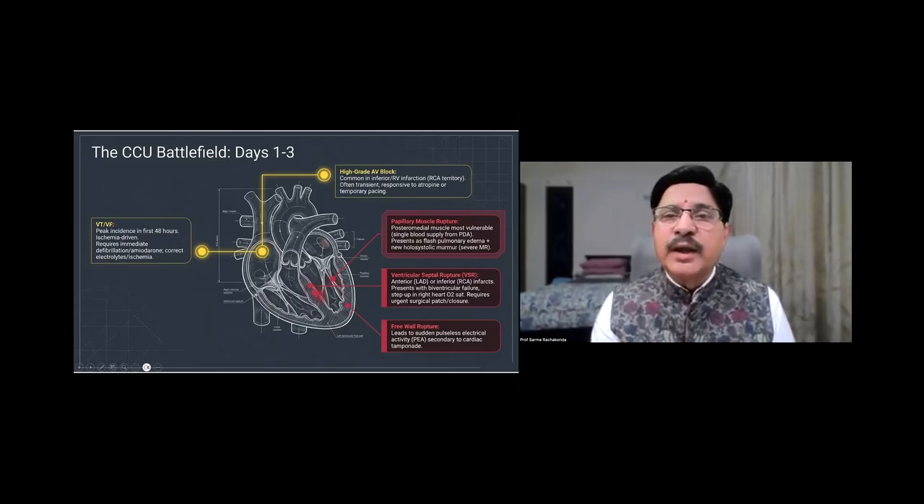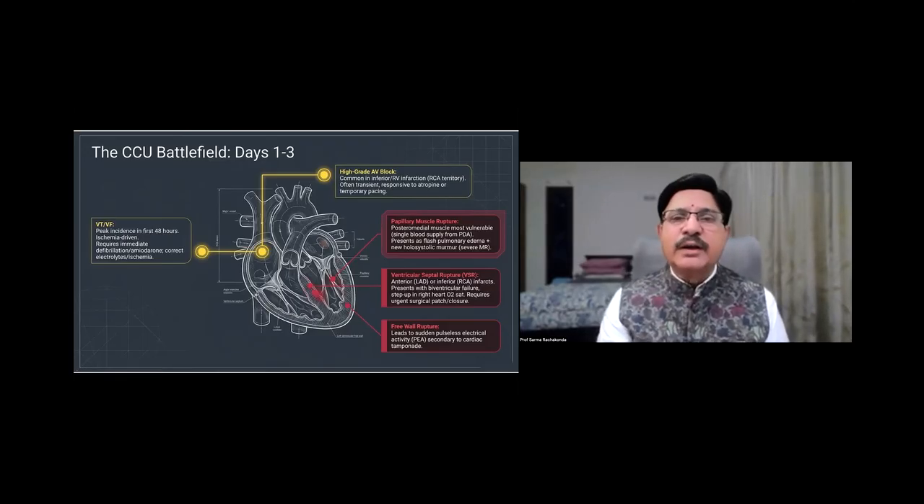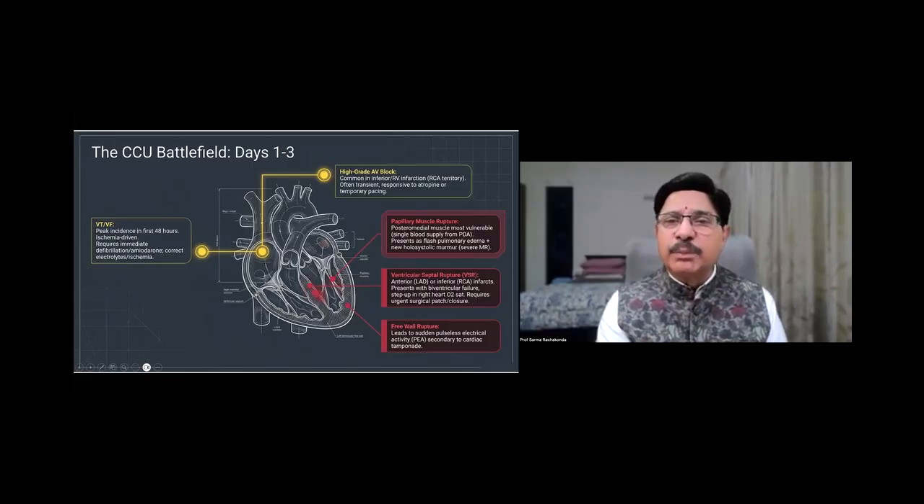Now, high-grade AV block can occur. That is an electrical complication. Common in inferior wall myocardial infarction, RV myocardial infarction, RCA territory myocardial infarction, right coronary territory. Often transient, responsive to atropine and temporary pacing. You don't require a permanent procedure if there is a response to atropine.